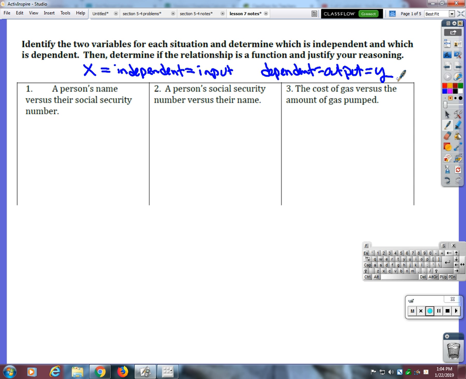All right, so number one, which one would be the independent variable and which one would be the dependent variable, a person's name or their social security number?